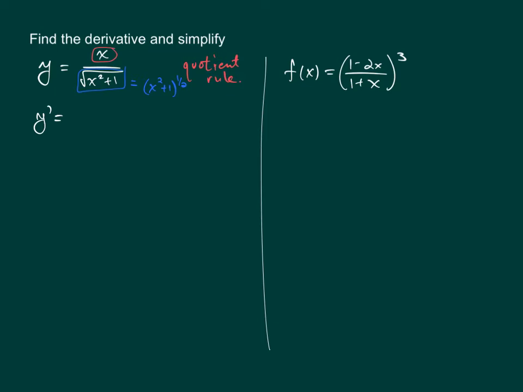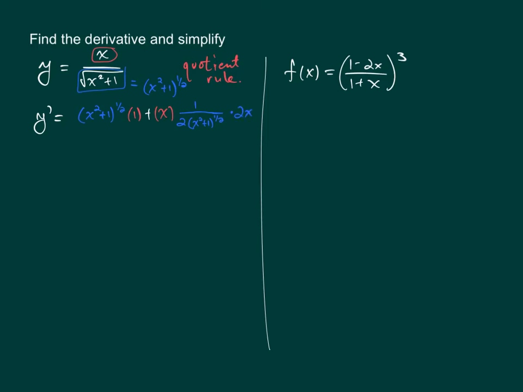So alright, the quotient rule states you start with the denominator, so that x squared plus 1 to the 1/2 power, times the derivative of the numerator, which is 1, plus the numerator, x, times the derivative of the denominator. Using the chain rule, this will be 1 over 2 x squared plus 1 to the 1/2 power, all in the denominator, times 2x.